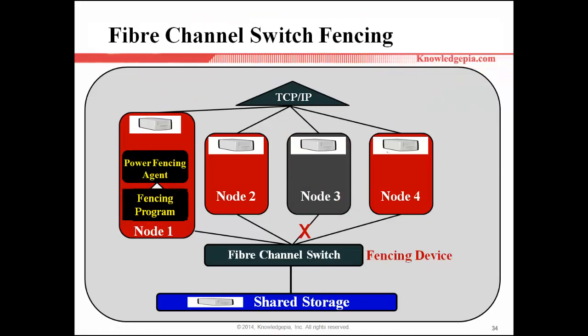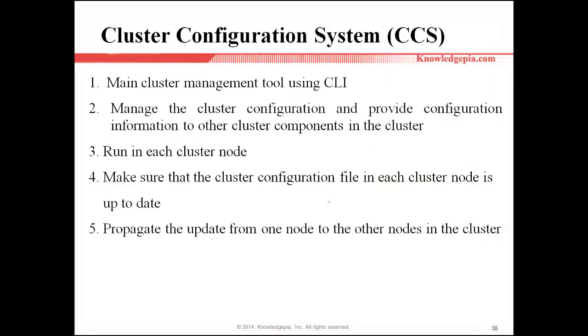Fibre Channel switch fencing is the same. Okay, you have the power fencing agent and the program. So if the cluster manager detects the failure of the cluster node, then in this case we will use this kind of Fibre Channel switch. This one is a fencing switch. So for example, this connection will be disabled by the Fibre Channel switch to fence node 3. We say this is Fibre Channel switch fencing.